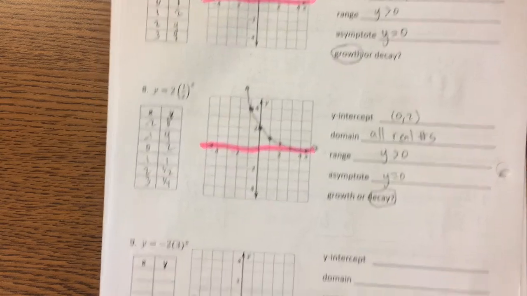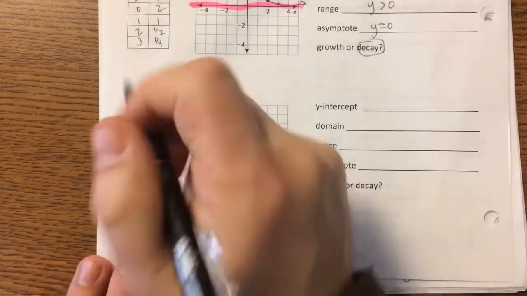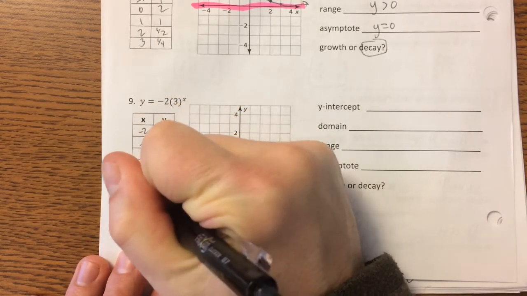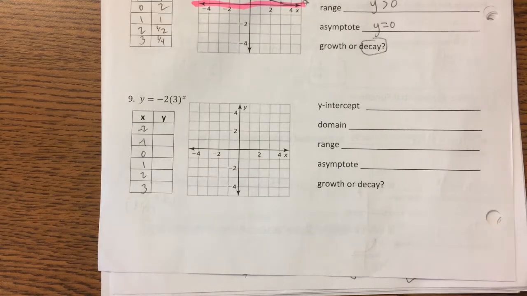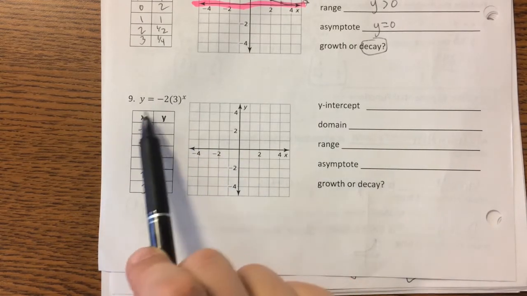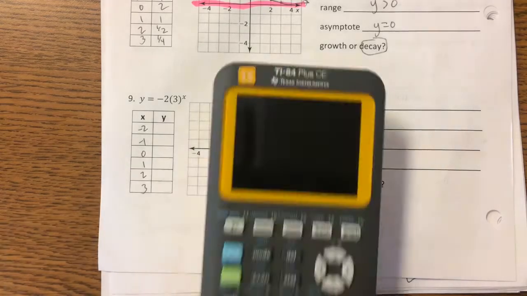All right, our last one for today. Number 9. Let's fill out the table: -2, -1, 0, 1, 2, 3. Something that's different about number 9 compared to the rest is that we've got this negative sign stuck out. We got a -2 as our a value. So that's going to change the graph's look a little bit, and we'll see why that is.